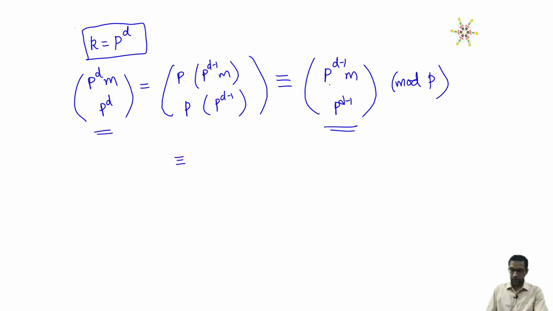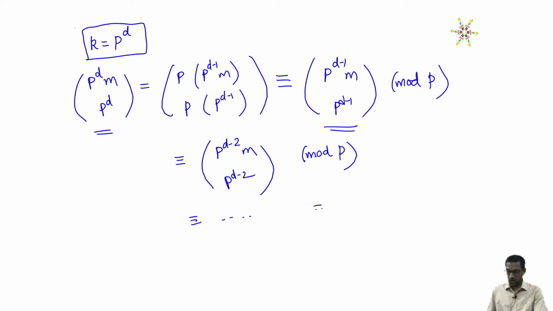Again, I'll pull out a p from both the thing on the top and on the bottom, and I will get this to be p to the d minus 2 m choose p to the d minus 2 mod p, and so on and so forth till all the p's have been pulled out one by one, and what's on top is m and what's on the bottom is 1. So this is m choose 1 mod p, which is of course just m. Okay, so observe this is nothing but m mod p.